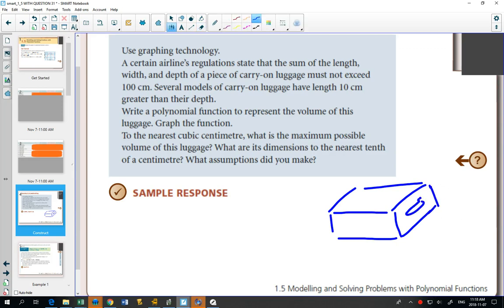I better put a handle on it. There we go. There's the handle for your luggage. Okay. Ooh, it's a blue piece of luggage with a green zipper. There we go. So fancy.